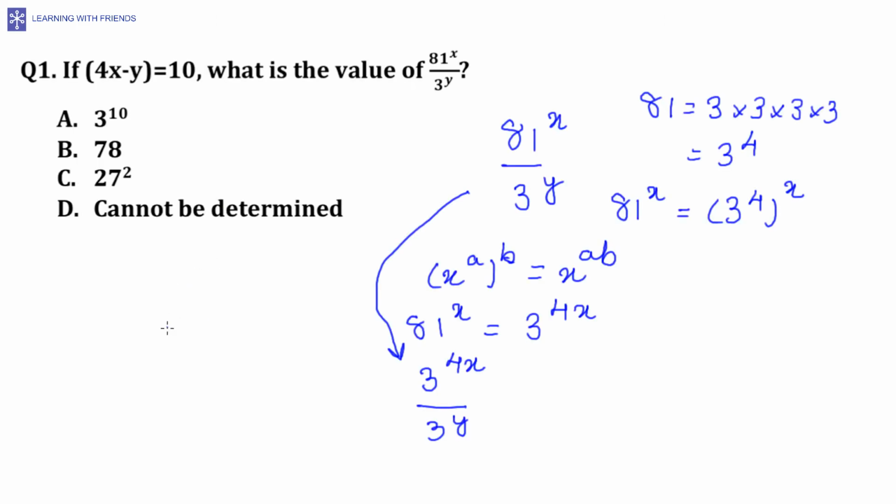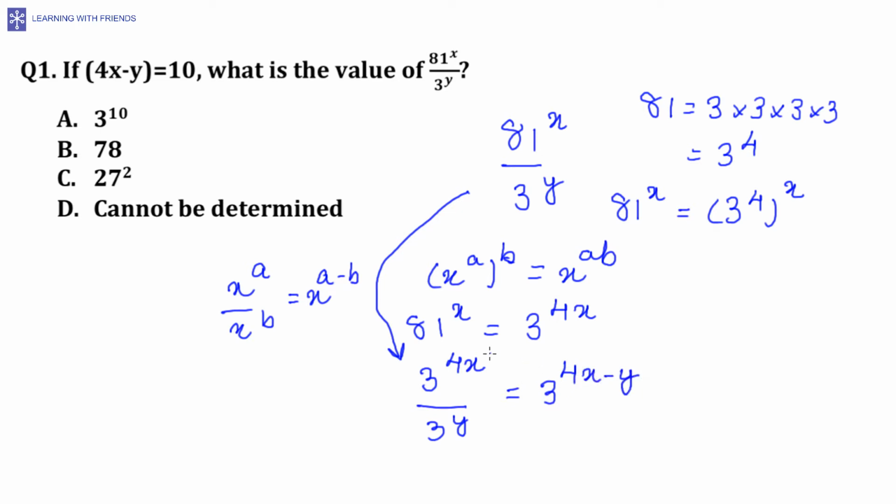Another property of powers that we know is x to the power a divided by x to the power b, remember that the base is the same, becomes x to the power a minus b. So if you notice here also, the powers of 3 are being divided, the same base 3. So this should be 3 to the power 4x minus y.